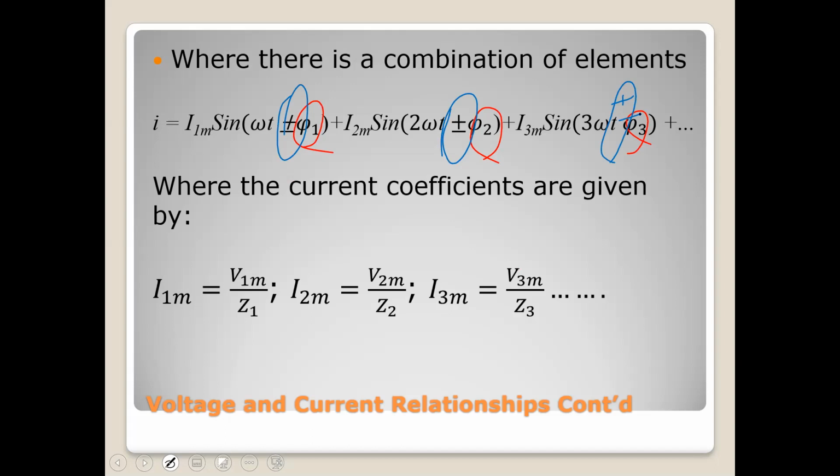Where phi 1, phi 2, and phi 3 are dependent on the components. I1, of course, and note these are amplitudes that we are dealing with, would be V1 over Z1, I2 is V2 over Z2, and I3 is V3 over Z3.